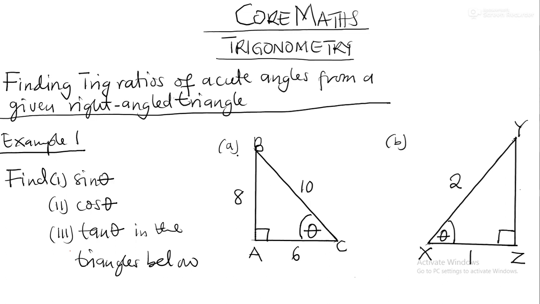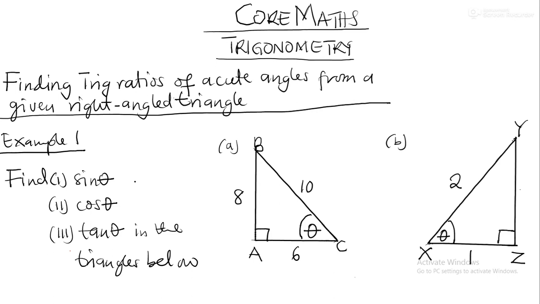So with the first triangle, all the sides are given. We have the hypotenuse, we have the opposite, and then we have the adjacent. So things have been made easier for us. So we have all the sides given, and our reference angle, which is theta, is also what? Given. Okay, good.